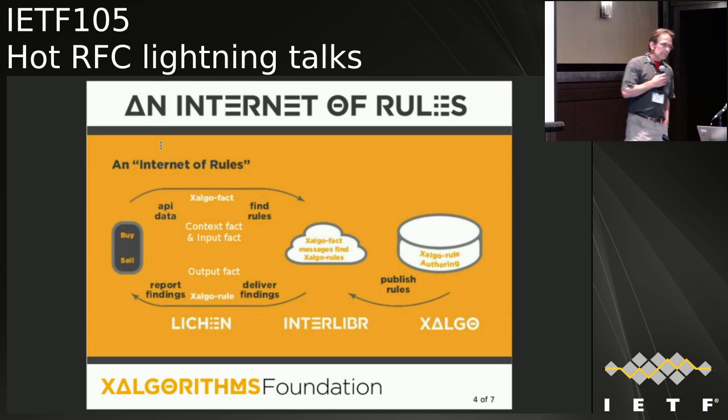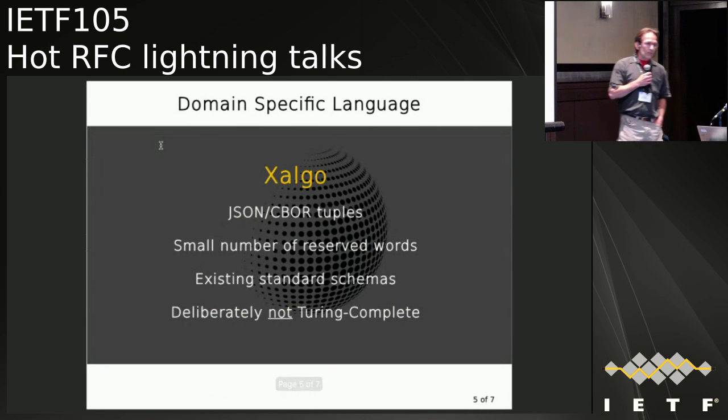And next, please. So Xalgo, the domain-specific language, think of programming in terms of control tables, decision tables, and so forth, with a few reserved words, very, very minimalist. It's deliberately not Turing complete, and it uses any standard schema when it comes to identifying what industry it is, what jurisdiction it is, what product type it is. Next, please.